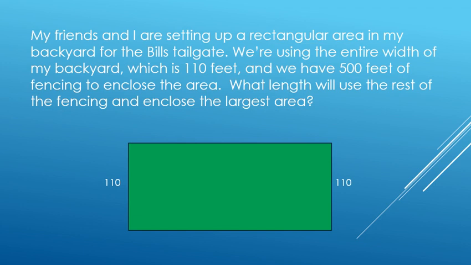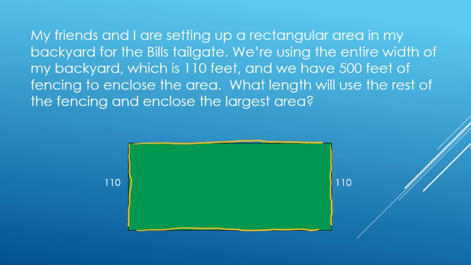So step two, devise some kind of plan. I chose to draw out a sketch or a picture of some kind. So what I've drawn here is the portion of my backyard that's going to be used for this Bills tailgate. We were given that the width is 110 feet, so we have those two sides labeled 110. We have to use the 500 feet of fencing on this whole thing. So this side plus this side plus this side plus this side, those all have to add up to 500.